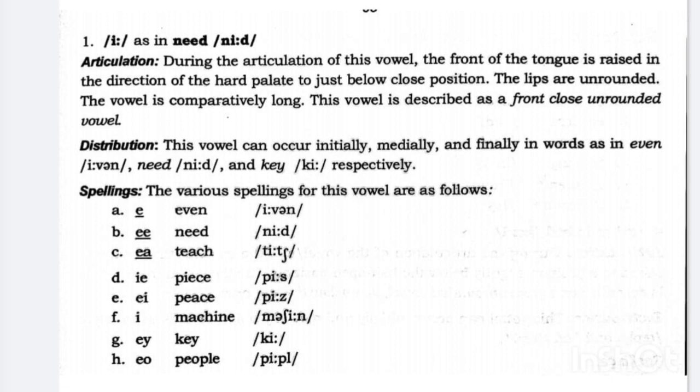The spellings. The various spellings for this vowel are as follows. We saw even initially, and here the spelling is E-V-E-N, which means that E is the letter that represents the vowel E. The second one, need, the word we saw earlier, E comes medially. So, here the spelling is N-E-E-D, which means that two E's, twin E's, represent the sound of the vowel E. Now, coming to the next one, teach.